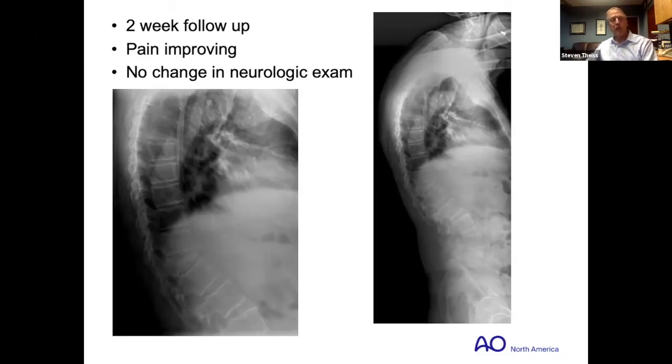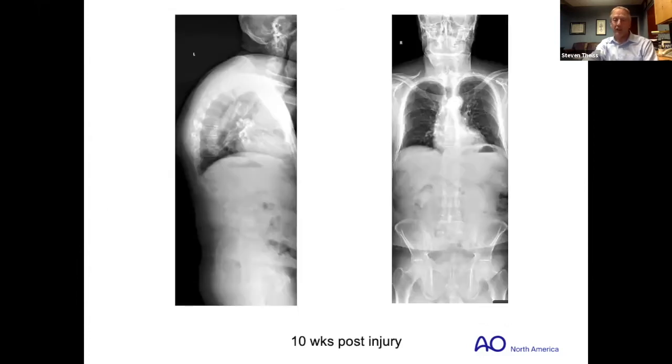His pain's improving. He has no changes in his neurologic exam, but clearly you see that he's had some progressive collapse of that vertebral body. His kyphosis may have increased slightly, though he feels like he's doing fairly well. He's still ambulating. He's active, and at this point, despite the progressive collapse of the anterior part of the vertebral body, we chose to continue to treat him non-operatively. And that was coming along well until he came back for his 10-week follow-up.